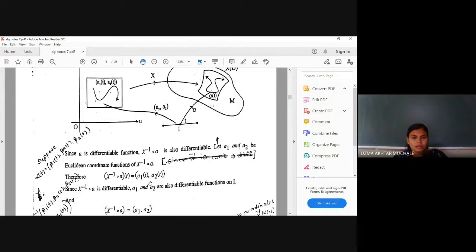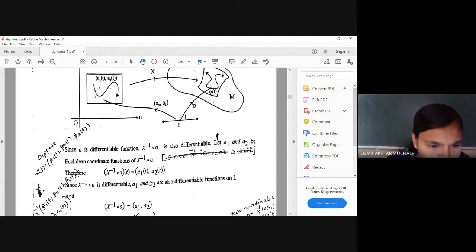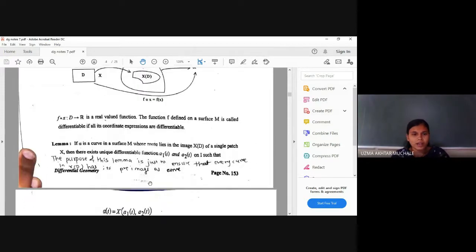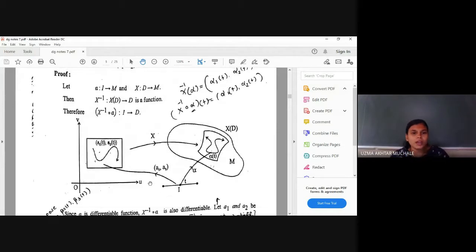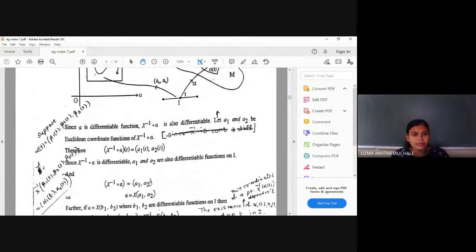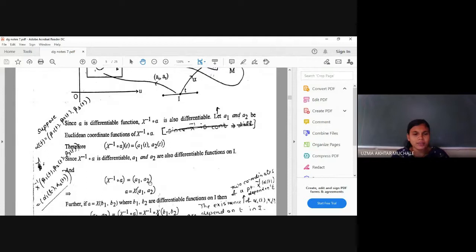Now, since alpha is differentiable, what do we know? Alpha is a curve in a surface M whose trace lies in the image x of D of a single patch, and there exist unique differentiable functions a1, a2 such that alpha is x of a1, a2. Here is a question for everyone: who knows that alpha is differentiable, whether it is given that alpha is differentiable at every point? Next it is written that x inverse of alpha is also differentiable.